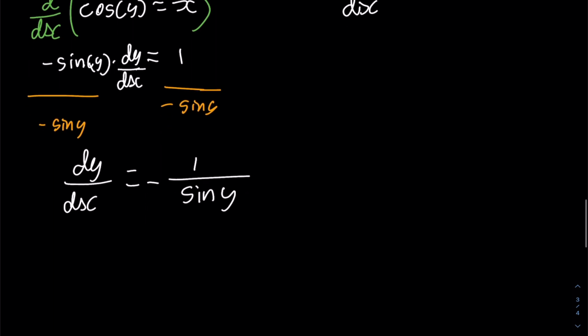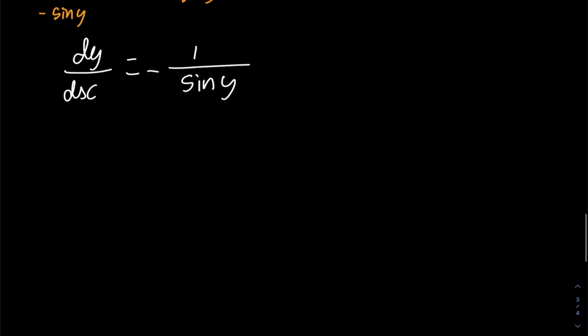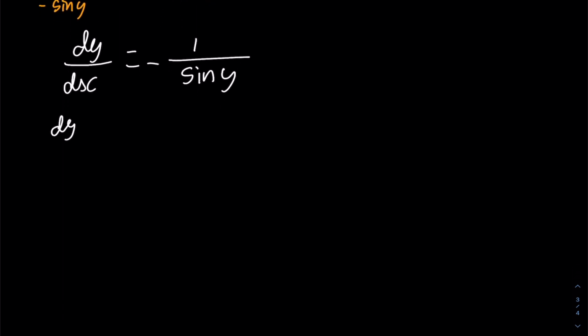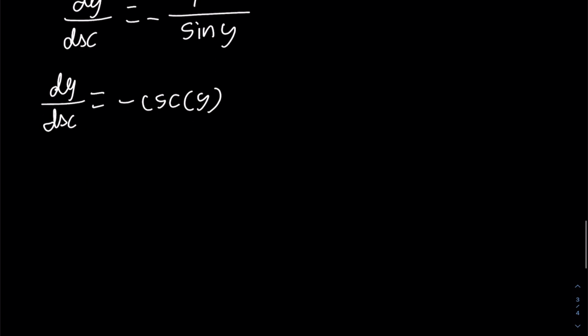Now we can utilize the relationship between the sine and the cosecant, namely the fact that they are the reciprocals of each other. So 1 over sine is just going to be the cosecant. So let's write this a bit more nicely: dy by dx is just equal to, we still have a negative there, and then we have the cosecant of y. Now we know that our original function y was the inverse cosine of x. So we can write that here and get everything in terms of x. So dy by dx is equal to negative the cosecant of the inverse cosine of x.